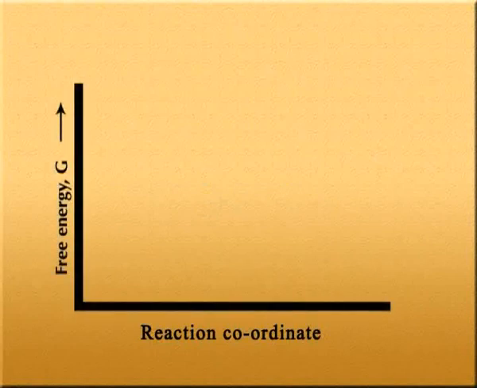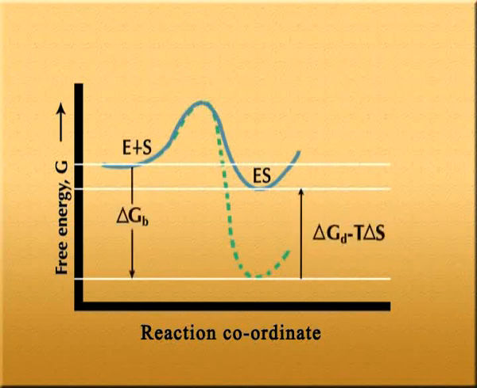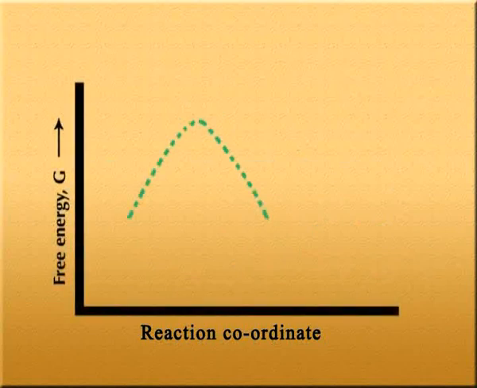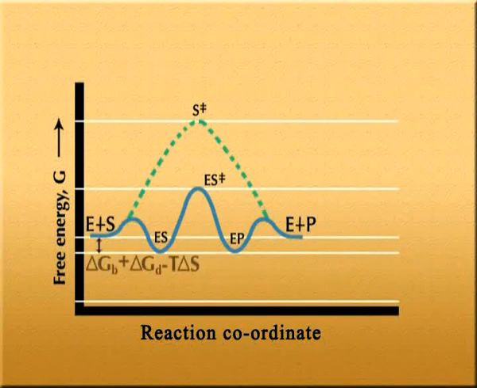The destabilization energy and the entropy loss on binding raise the free energy of the enzyme substrate complex by the amount delta GD minus T delta S, while the binding energy delta GB lowers its free energy. As noted in this figure, the energy difference between substrate and enzyme substrate complex is delta GB minus delta GD minus T delta S. The transition state, on the other hand, is subject to no such destabilization, and the difference between the energies of transition states of substrate and enzyme substrate complex is essentially delta GB, the full binding energy.